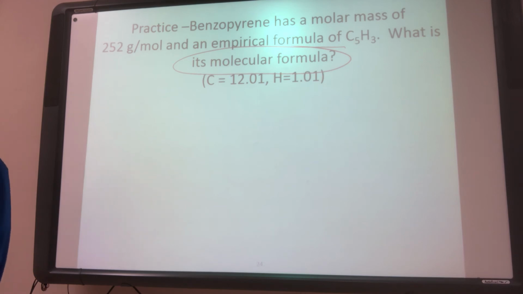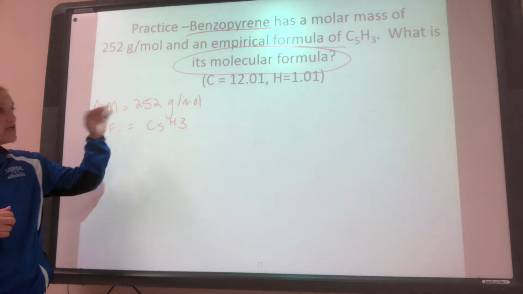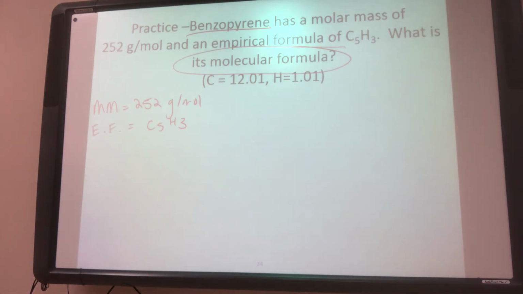So I want the molecular formula of this guy. And it tells me he has a molar mass of that. So I know that he has a molar mass of 252 grams per mole. And it told me the empirical formula was C5H3. And then it just gave me the masses of carbon and hydrogen. So since I want the molecular formula, I gotta think to myself and go, oh, I need that multiplying factor. So I need to find n.